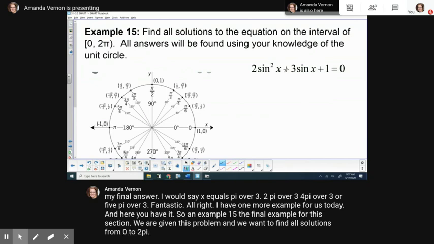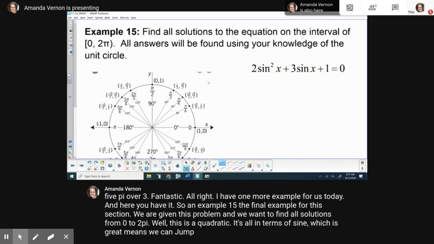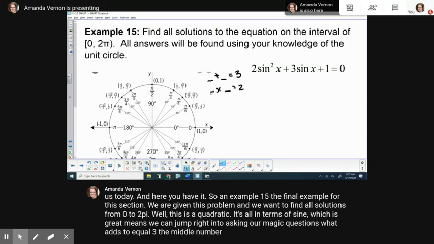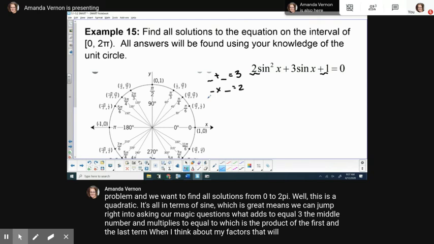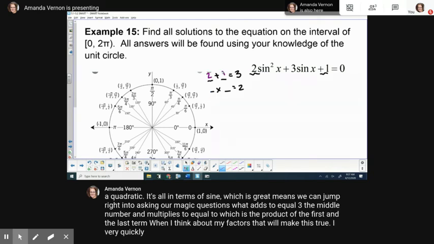Well, this is a quadratic. It's all in terms of sine, which is great. It means we can jump right into asking our magic questions: what adds to equal 3, the middle number, and multiplies to equal 2, which is the product of the first and the last term. When I think about my factors that will make this true, I very quickly come up with, well, the only factors of 2 are 2 and 1, so it must be 2 and 1.